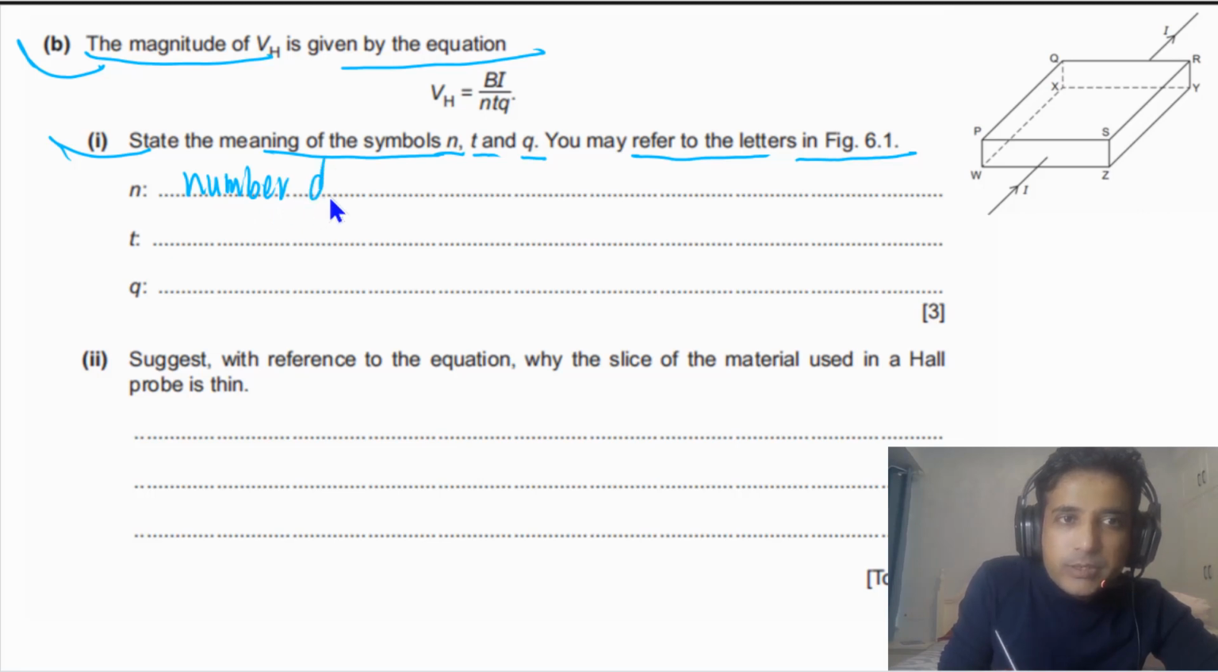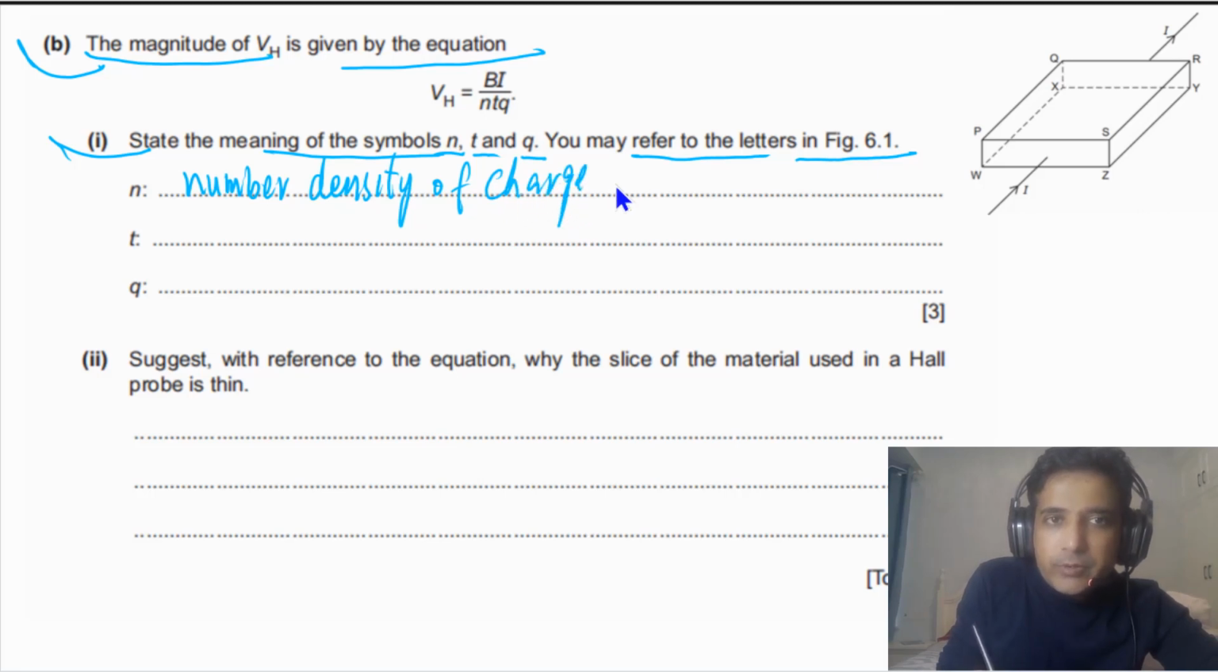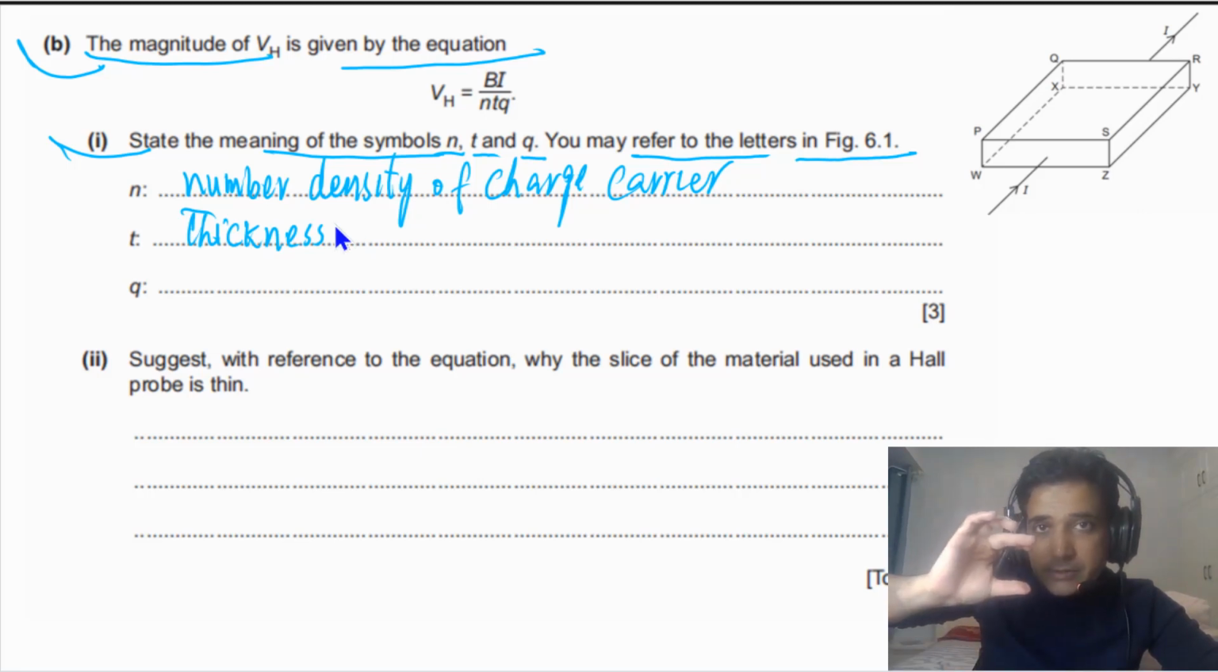So this is one point you can write down: number density of charge carriers. And T is the thickness. T is thickness, and this is the thickness of the side through which the magnetic field is passing.